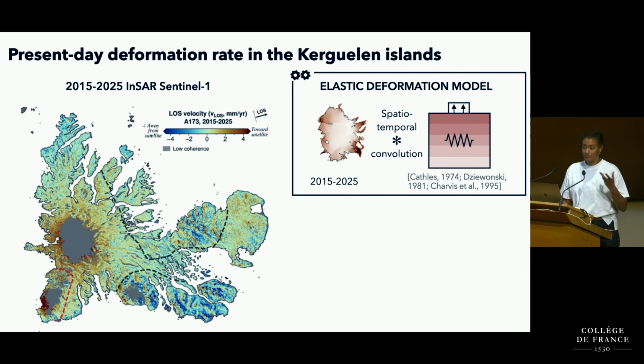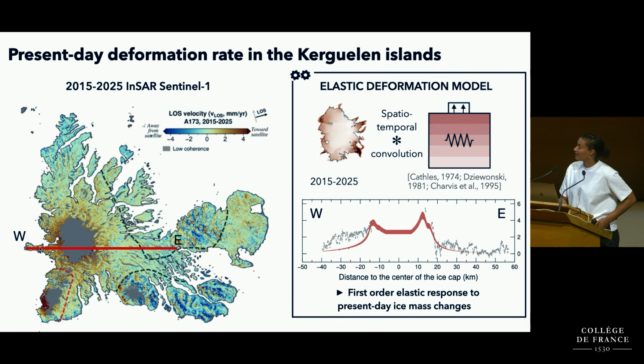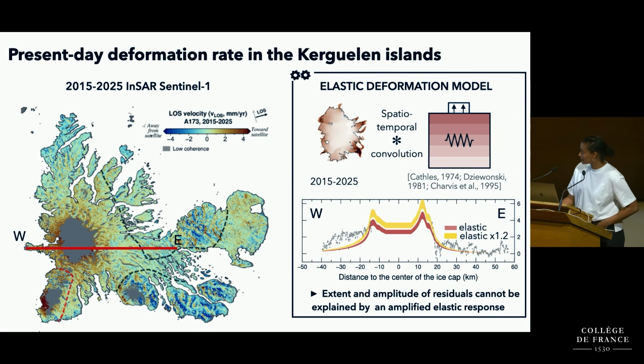We also have other types of signals that I won't talk about too much today, but which are related to other processes. So of course, what we can do is try to model this deformation, as the response of an elastic Earth to the melting that we get from satellite optical imaging. If we do this and we look at a cross-section here in the island, what you can see is that the observations in gray are fairly well modeled to first order with the elastic deformation model driven by recent ice melting. But we have a misfit here that has an extent and an amplitude that is difficult to predict by just changing the elastic properties of the Earth.